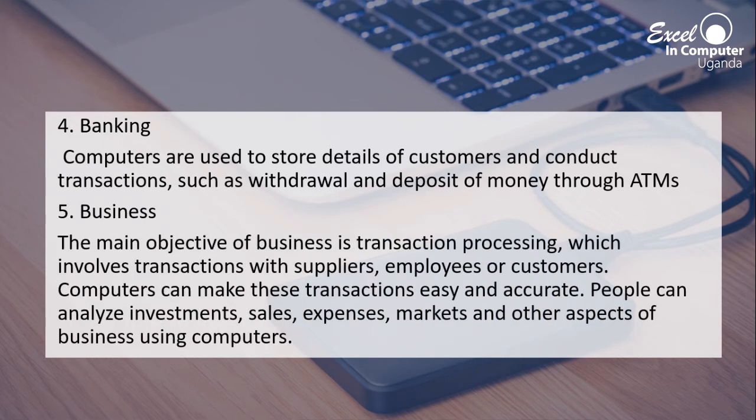Business. The main objective of business is transaction processing, which involves transactions with suppliers, employees, or customers. A computer can make these transactions easy and accurate. People can analyze investments, sales, expenses, markets, and other aspects of their businesses using computers. For example, if you wanted to analyze how your product has been moving, how the sales have been for the last month, just go on your computer, check on the sales you have been making, then analyze, and after you obtain a final result you would use it to make business decisions.